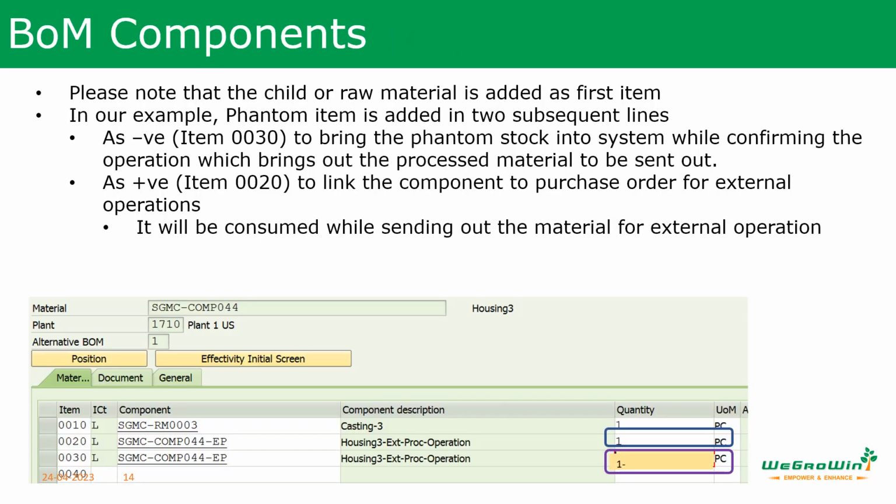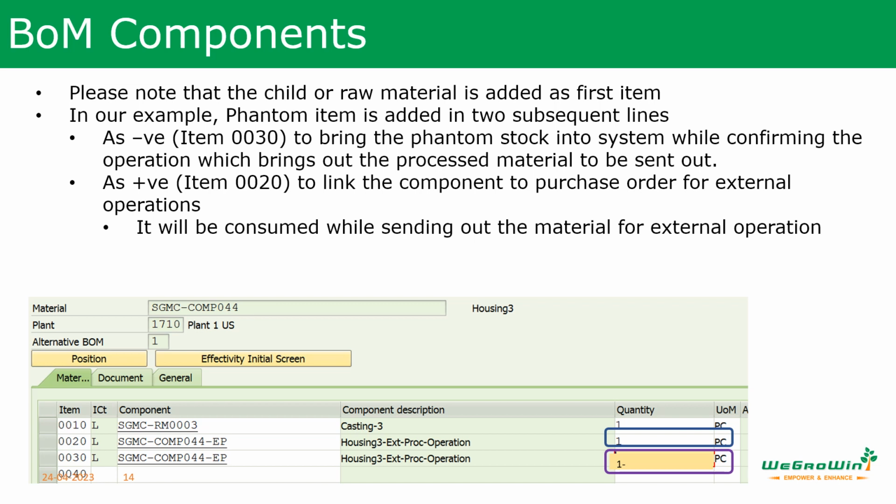In the bill of material, raw material is included as a child, as the first item. And then the phantom item is added in two lines, as a negative line. In our case, it is item 0030, in a negative number. It is included to bring the phantom stock into the system while confirming the operation, which brings out the process metal to be sent out.